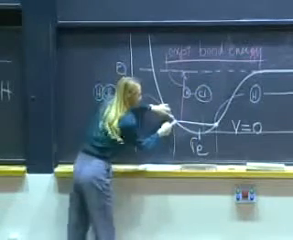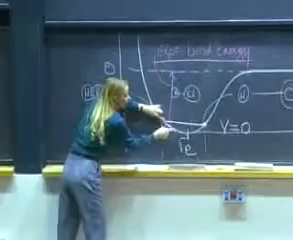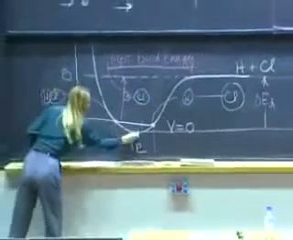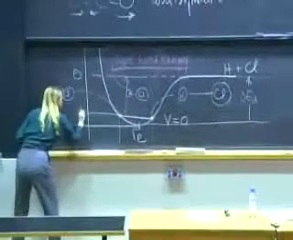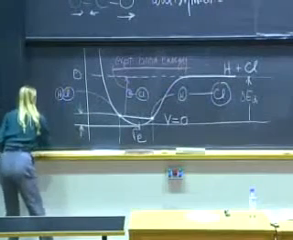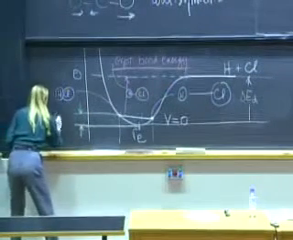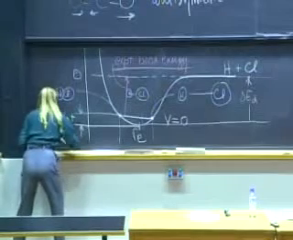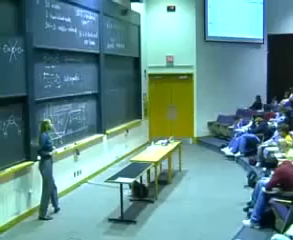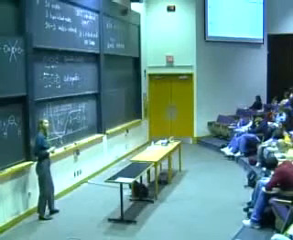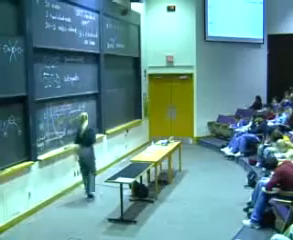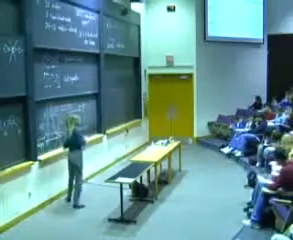The difference between where this level is and the bottom of the well actually has a name. That difference is called the zero point energy. And I'll explain that in a moment when we look at the energies a little more carefully. Okay?